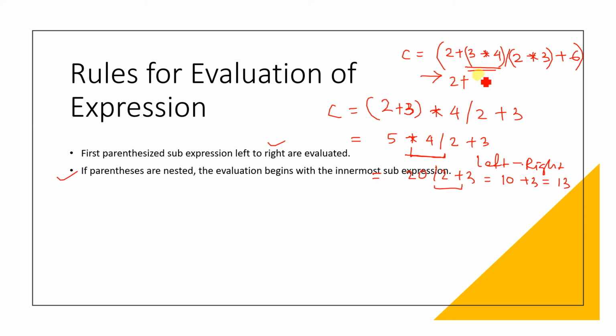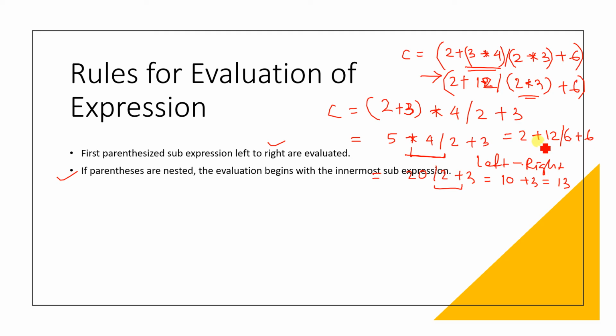So that means you will get 3 plus 12 divided by 2 cross 3 plus 6, something like this. After that, this is the inner parenthesis left, so you need to perform this inner parenthesis expression. So what you will get? 2 plus 12 divided by 6 plus 6.